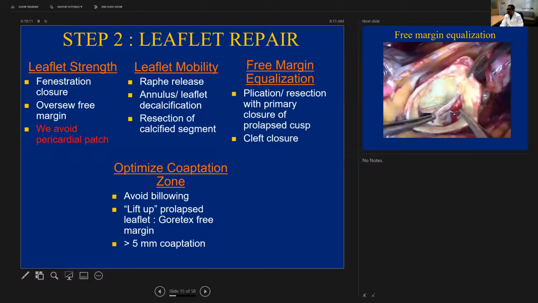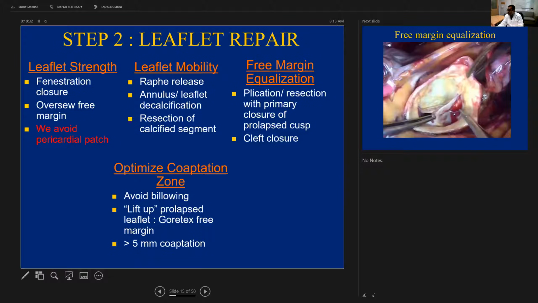The other major aspect of leaflet repair is to achieve free margin equalization, that the margins of coaptation are equal along both segments of the bicuspid valve. Can you achieve that? And you can achieve that with closure of clefts with primary plication of prolapsed leaflets. Optimizing coaptation zone is the next main thing.